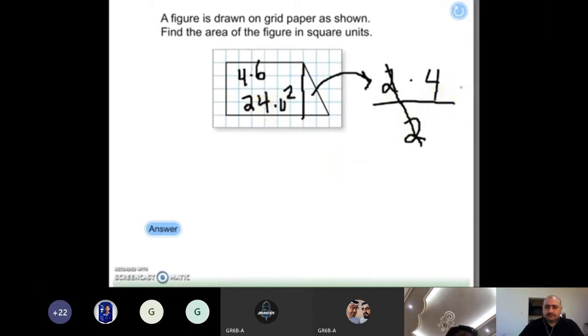So if I have 24 units plus another 4 units squared, our answer should be 28 units. And there it is, 28 units squared.